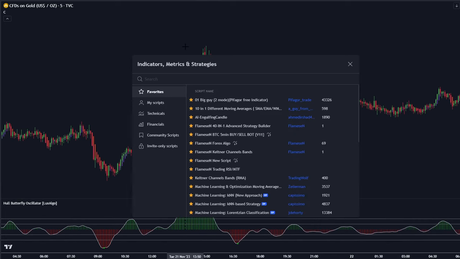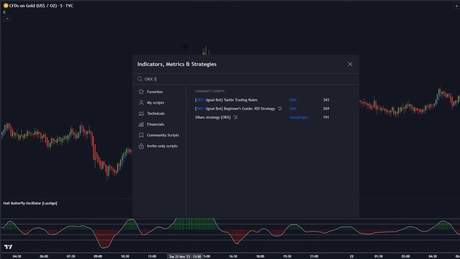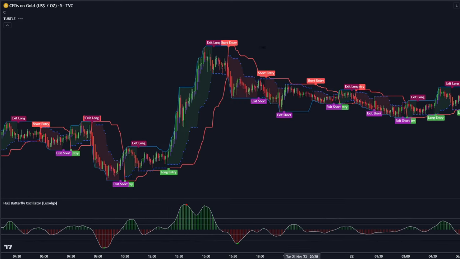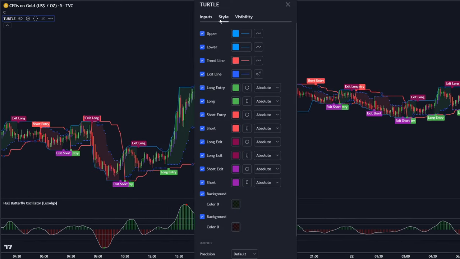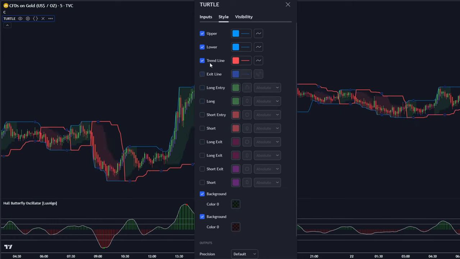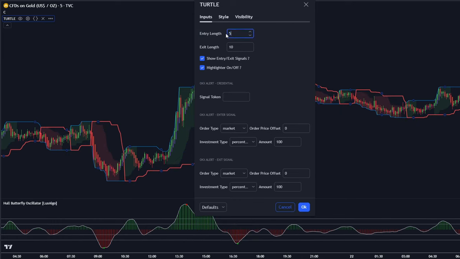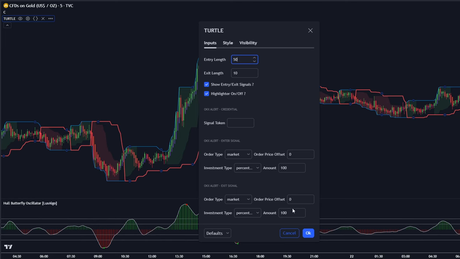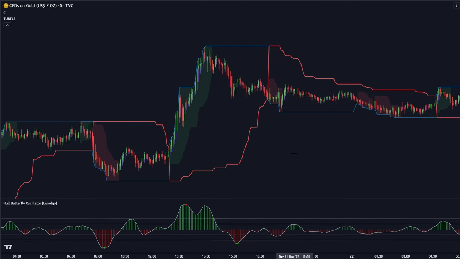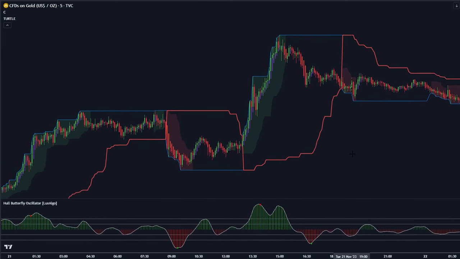We have to search for the OKX signal bot turtle trading rules, in which we have to change some of its settings. In the style section, we have to uncheck some options. Then head on over to the inputs tab and change the entry length from 20 to 50. Now our trading setup is ready for trading. Before we get into it, I'll quickly introduce you to this final indicator.